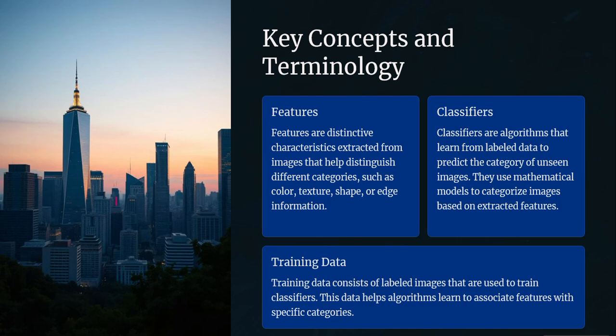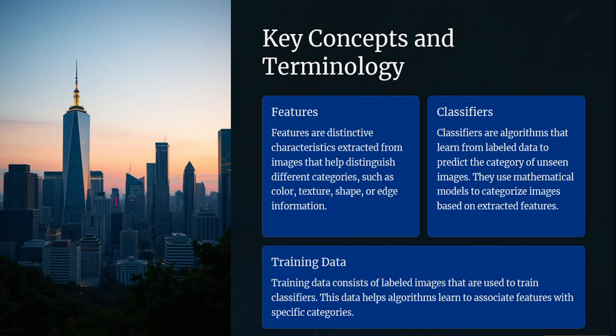Now, what are classifiers? Classifiers are algorithms that learn from labeled data to predict the category of unseen images. They use mathematical models to categorize images based on extracted features, like mathematical models in libraries such as CV and CV2. Basically, we use this type of models. There are widely used models and libraries we use for this.